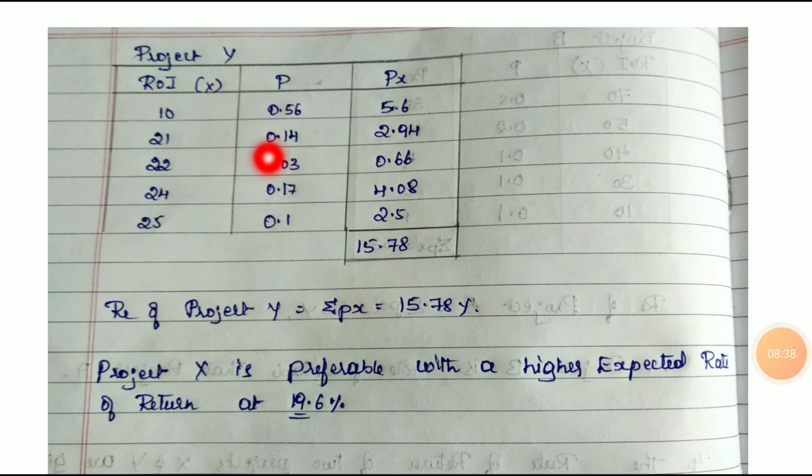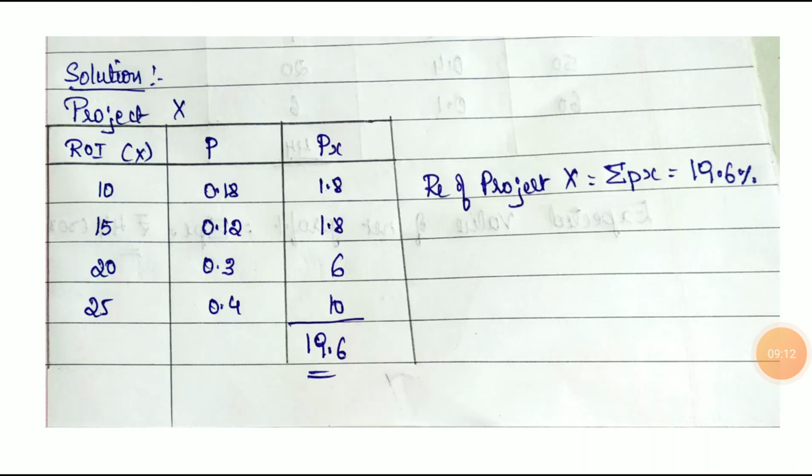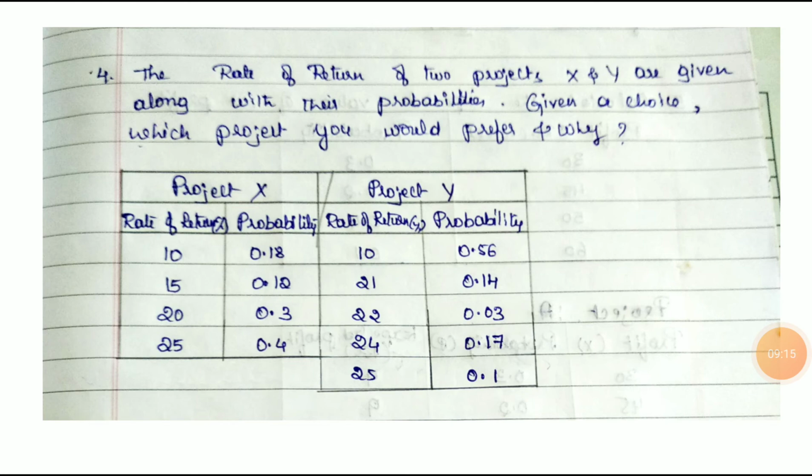Then project Y, given information, multiply that. 10 into 0.56 is 5.6. 21 into 0.14, it is 2.94. Then 22 into 0.03, 0.66. 24 into 0.17, it is 4.08. 25 into 0.1, it is 2.5. Then the total of that is 15.78. So the expected return of project Y is 15.78%.